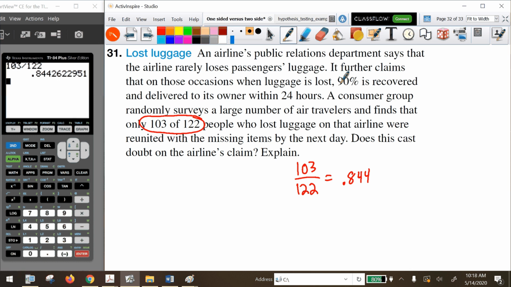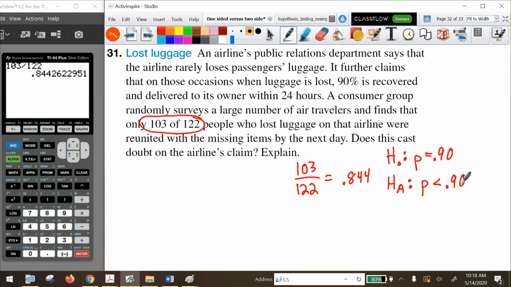So I'm going to say that my null hypothesis is that the airline's claim is correct, that 90% of people are reunited with their luggage in less than 24 hours. And my alternative hypothesis is that it's actually less than that. Less than 90% of them are reunited with their luggage in less than 24 hours.